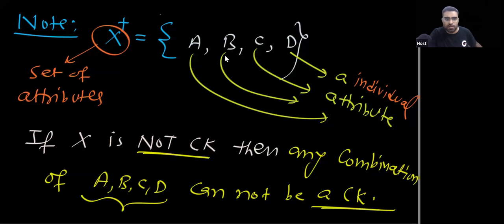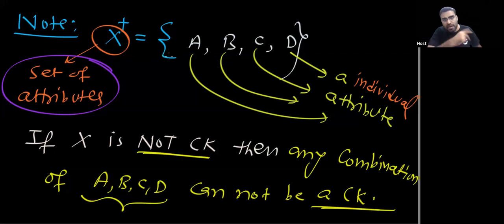Understood? See, this X is basically a set of attributes. This X is not an attribute. Maybe this X is AB. Maybe this X is BC. This X is a set of attributes. Please notice, X is not an attribute, X is a set of attributes. X can be an attribute, maybe X is A. Is this clear? Maybe X is AB. Maybe X is ABC. These ABCD are all individual attributes.